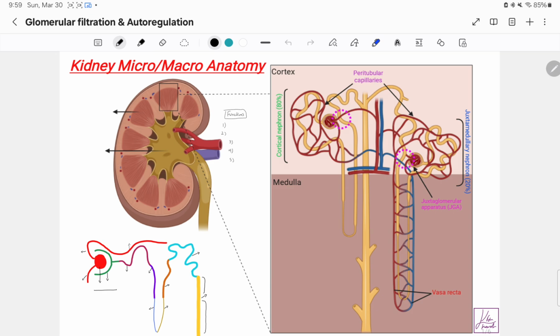So in today's video, we are going to start renal physiology. And in this video specifically, we'll be talking about kidney function, a little bit on its basic anatomy. We'll be talking about the glomerular filtration rate and the autoregulation of blood flow that the kidney does.